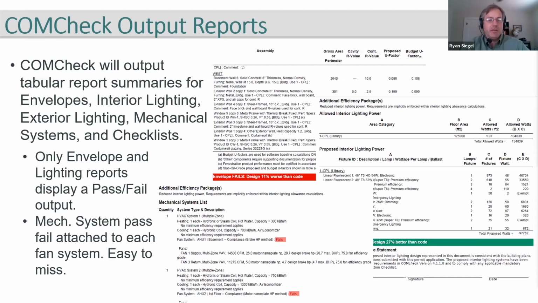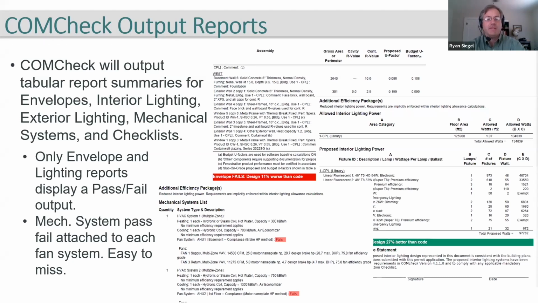As we see here, the envelope fails, it's 11% worse than code. Another one towards the lower right, you see it's got a green bar noting that's 27% better than code. However, the HVAC and the fan efficiency, unfortunately, we have highlighted it here for clarity, but it does not spell it out and call it out as bold as it does for the other areas.